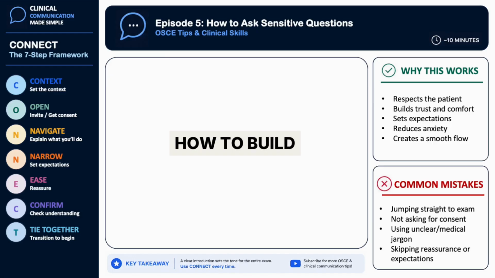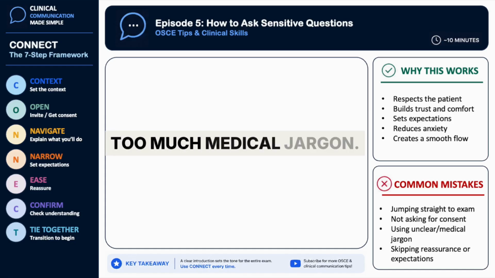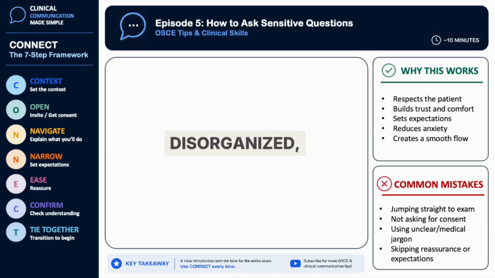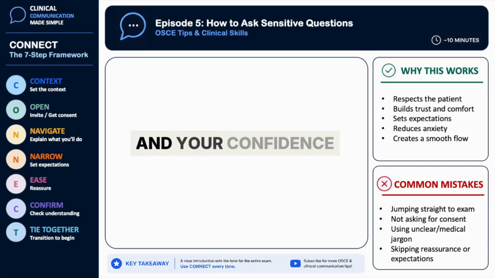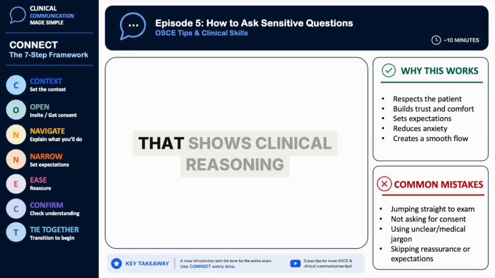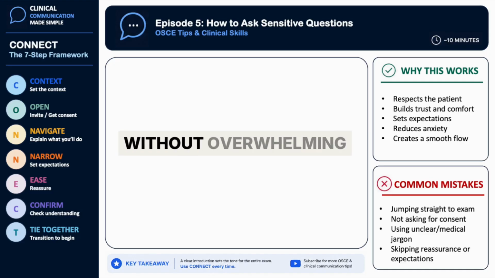Most students know how to build a differential diagnosis. That's not the issue here. The issue is how to communicate it in a way that feels clear, structured, and reassuring to the patient. So what happens if you don't? Well, you might list too many possibilities, use too much medical jargon, or your explanation feels disorganized, or you start second-guessing yourself mid-sentence and your confidence drops as you speak. What we want to do instead is have a clear explanation that shows clinical reasoning without overwhelming or worrying the patient. This is where our Connect framework comes in again.